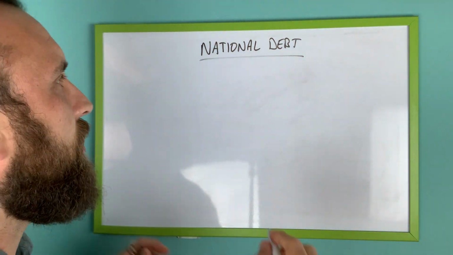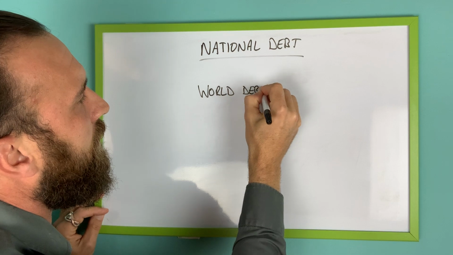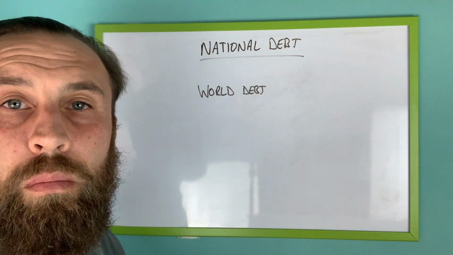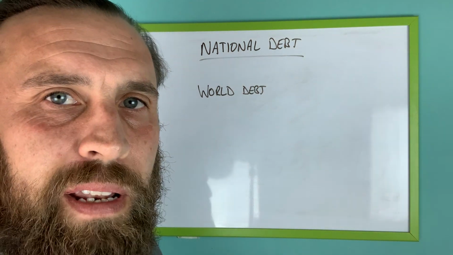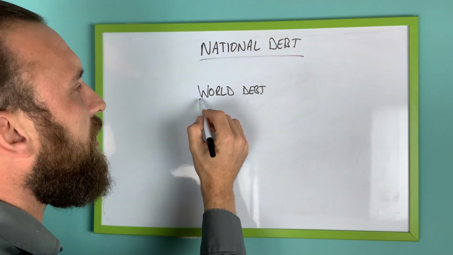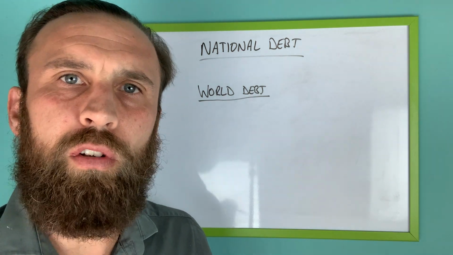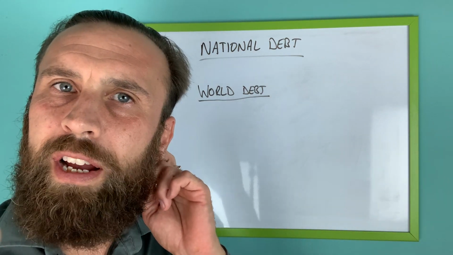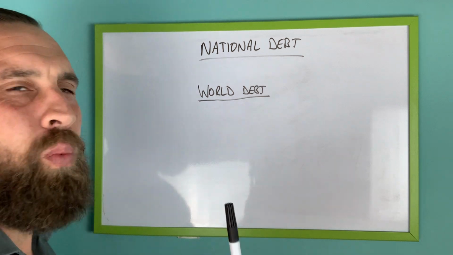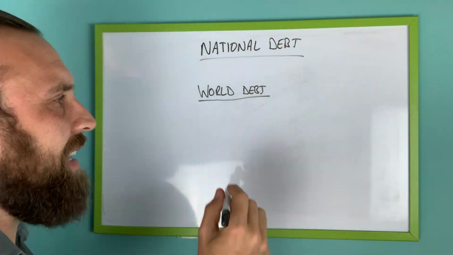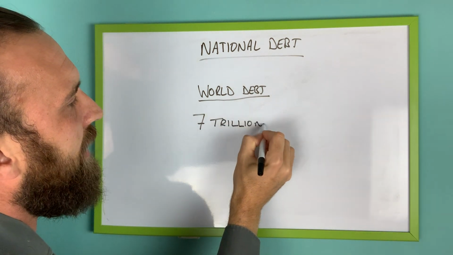We also have something called the world debt. Now, the national debt, some countries have more debt than others, depending on how much they've been spending more than the country's been earning. But the world as a whole has a debt. You can look this up, and I'm going to try and embed it further down in this lesson plan. The world debt at the minute stands at something around $7 trillion.